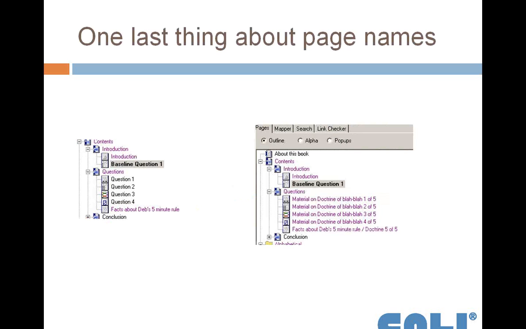One other thing you might want to consider about naming pages. Look at the page list on the left and look at the page list on the right. On the left, the student has no idea where they are in the process of naming the pages. Things are named in sequence, which is nice, but they don't have a sense of where they are in the whole. On the right side, I've renamed all the pages Material on Doctrine of Blah Blah, 1 of 5, etc. So students have a sense, this is where I am in the lesson. If I need to leave for class in 5 minutes, I have a rough estimate that if I'm on page 4 or 5, maybe I can get through the 5th page before running off to class.